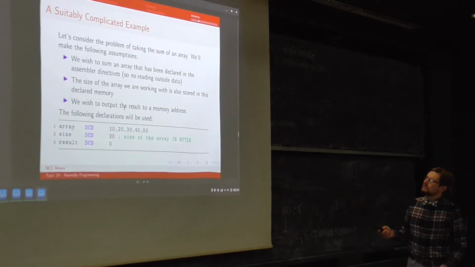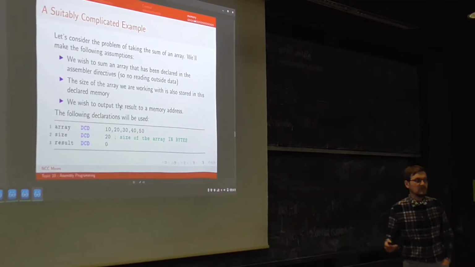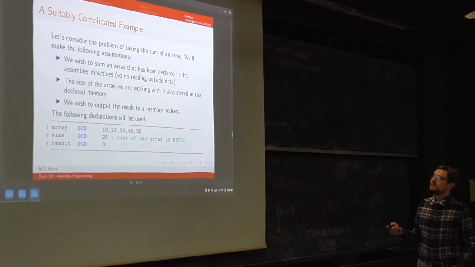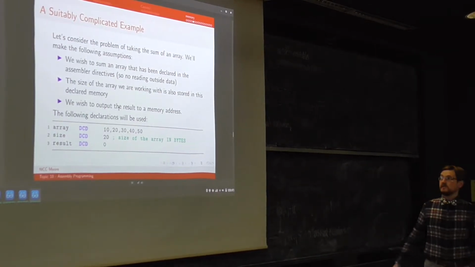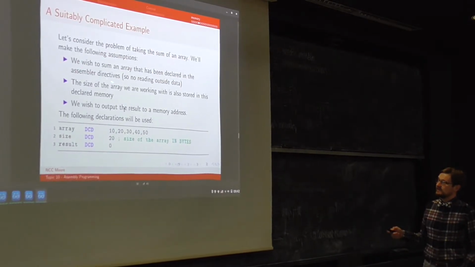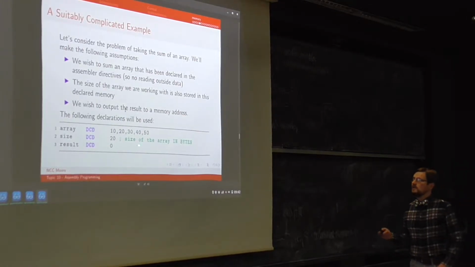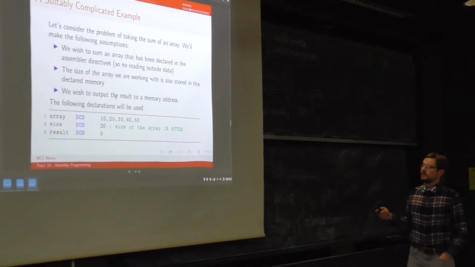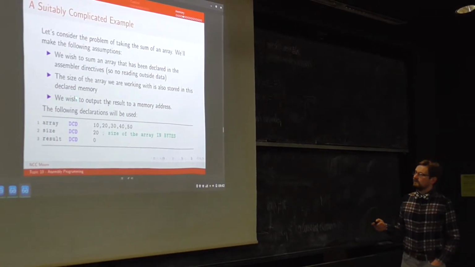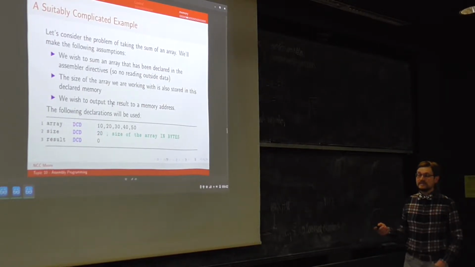So, we're going to do a suitably complicated example. Let us consider the problem of taking the sum of an array. We will make the following assumptions. Number one, we wish to sum an array that has been declared in the assembler directives. So, no reading outside data. The size of the array we are working with is also stored in this declared memory. Note that it is the size of the array in bytes.